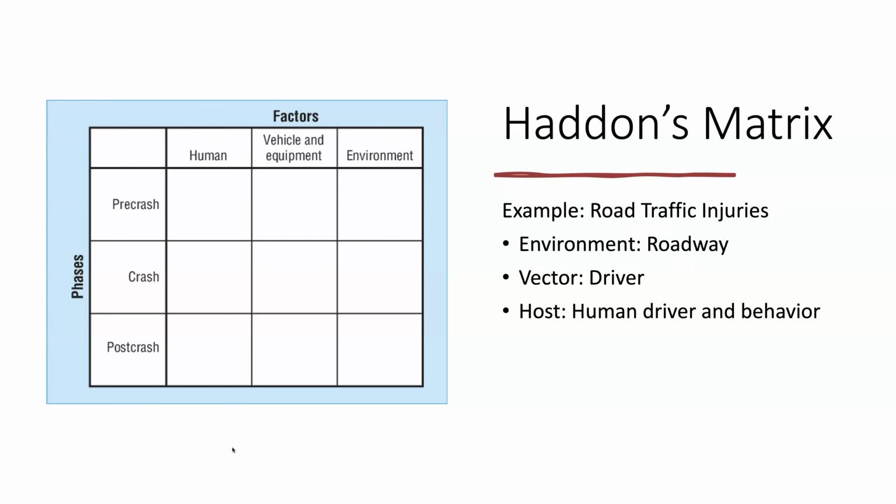So an example is road traffic injuries. The environment could be the roadway, the vector is what the individual is driving, so the vehicle, and the host is the human driver and the behavior. Was the individual under the influence? Are they at an older age? Can they see well enough?